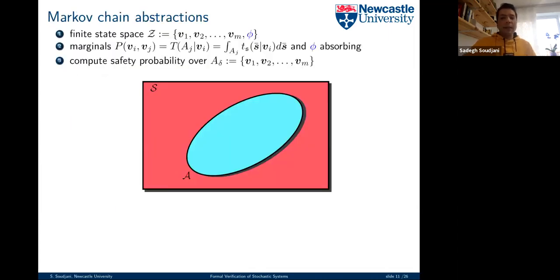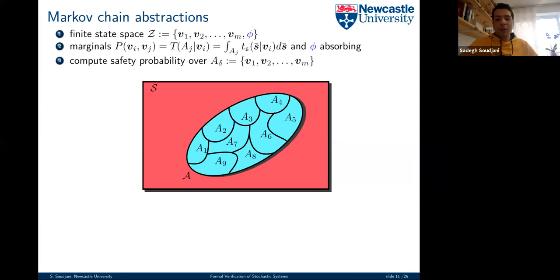Okay. This slide shows how the Markov chain abstraction works. We are given the safe set A. We partition the safe set into smaller sets, here denoted by A1, A2, A3, and so on. These are partition sets. Then we pick representative points. For each partition set, we pick one point inside that set. For example, for A7, I pick V7 here. For A5, I pick V5, and so on. I also assign a dummy state here for the rest of the state space.